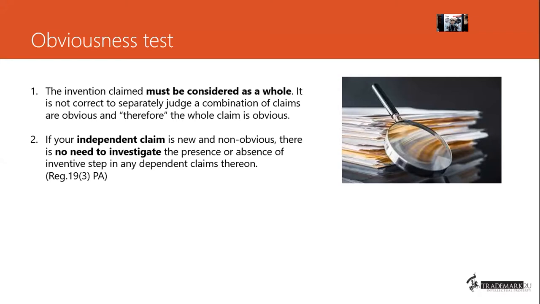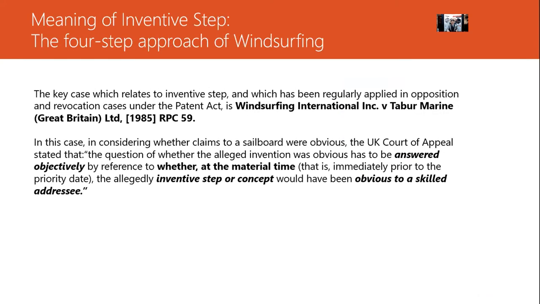Now, for the obviousness test, if your independent claim is new and non-obvious, there won't be any need to investigate the presence and absence of inventive steps over the dependent claims. So you see, we have both stages, the independent claims and the dependent claims. If the independent claim is non-obvious and is new, then end of story. Examiners and the court will not look into the dependent claims anymore because the independent claim is sufficient to stand alone. So that is under Regulation 19.3 of the Patent Act.